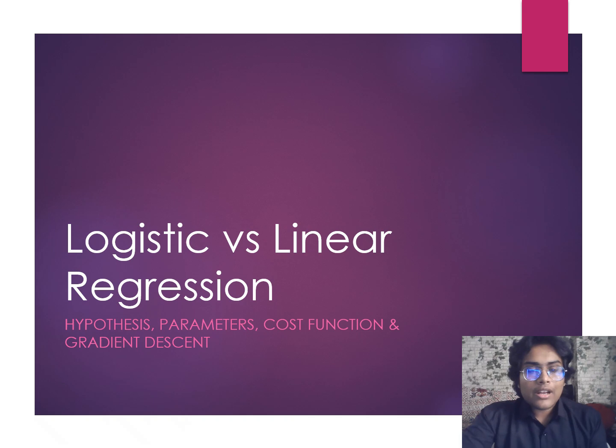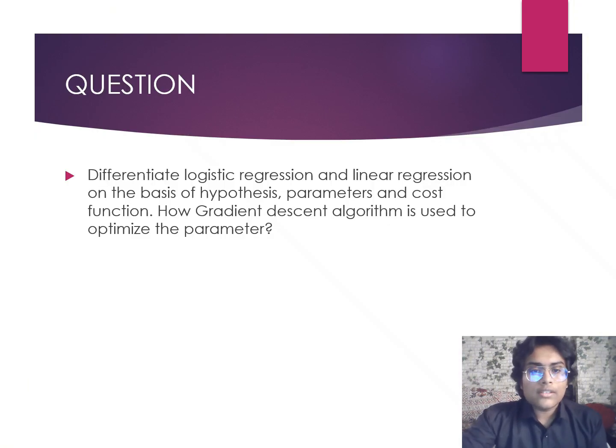So in this video I am going to explain logistic versus linear regression, hypothesis, parameters and cost function, and gradient descent. So let's get started. I am going to explain this topic with the help of a question. So the question is: differentiate logistic regression and linear regression. We have to differentiate logistic and linear regression on the basis of hypothesis, parameter and cost function, and how the gradient descent algorithm is used to optimize the parameters.